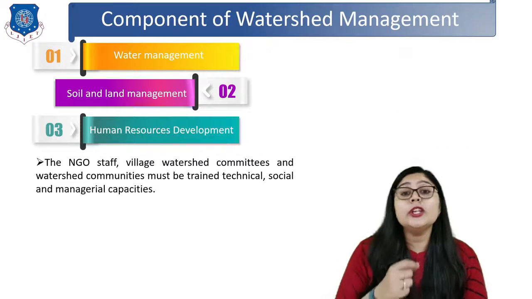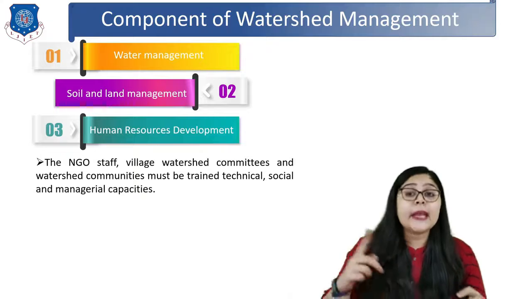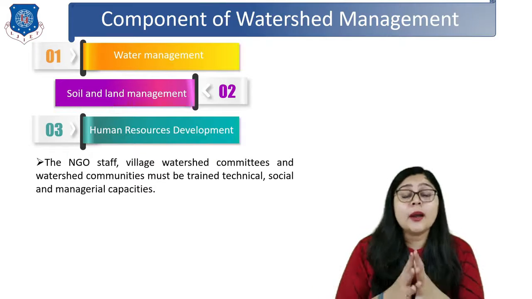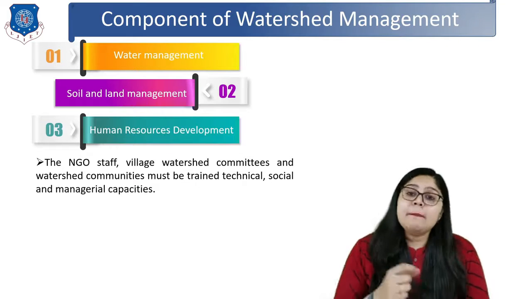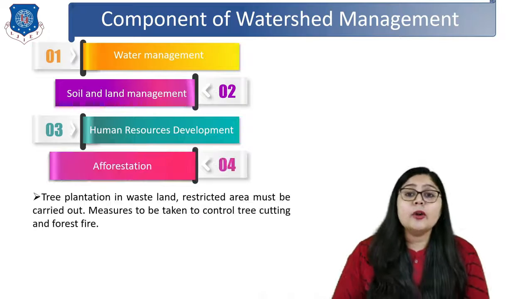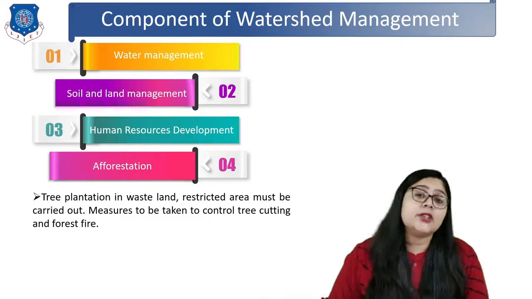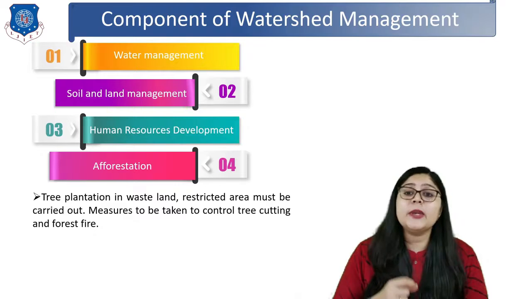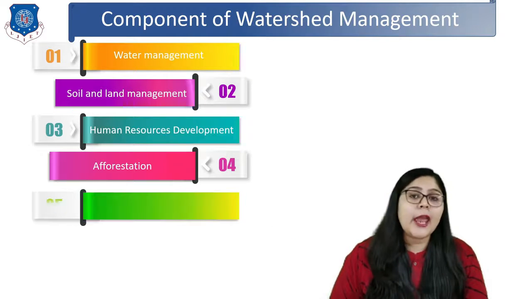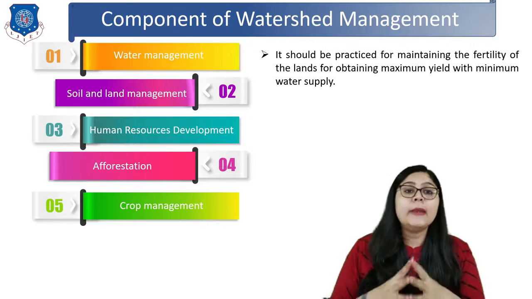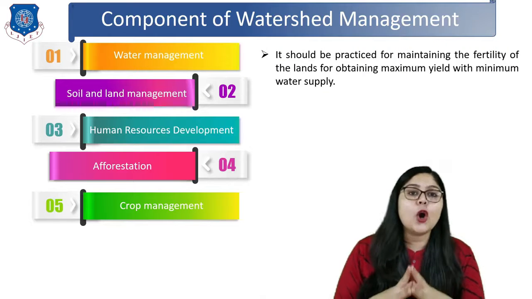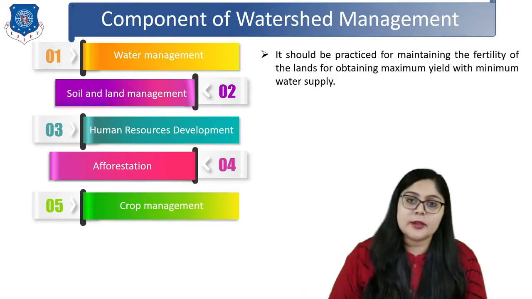The third topic is all about human resources development. It means what? The NGO staff, village watershed committees and watershed communities must be trained in technical, social and managerial capacities, right? The fourth one is all about afforestation. It means tree plantation in wasteland and restricted areas must be carried out, and measures to control tree cutting and forest fire should be introduced, right? So this is all about afforestation. Next is the crop management, where it should be practiced for maintaining the fertility of the land for obtaining maximum yield with minimum water supply, right?